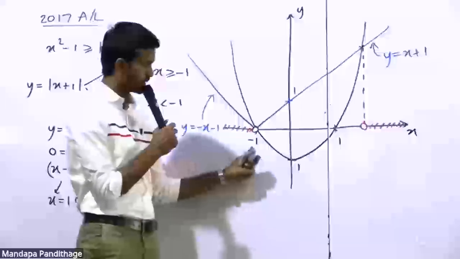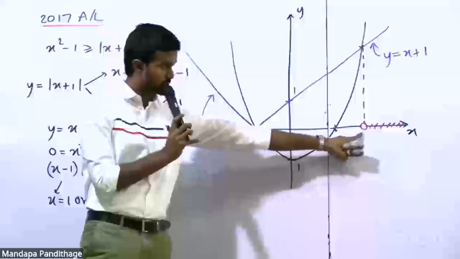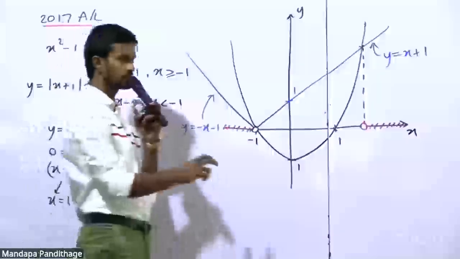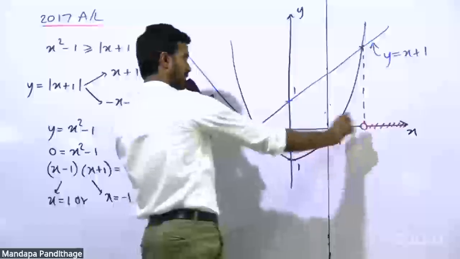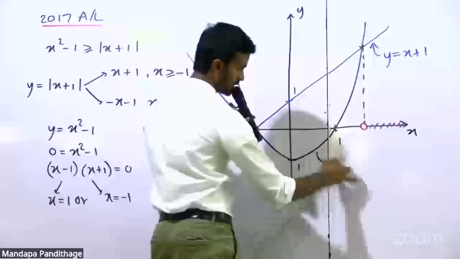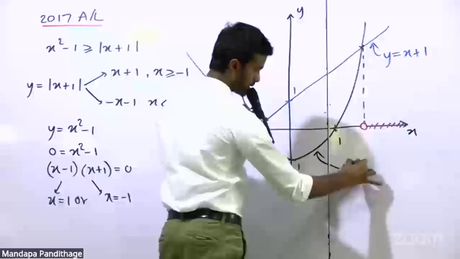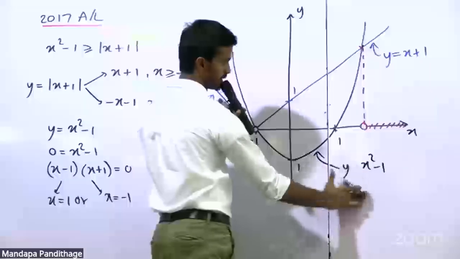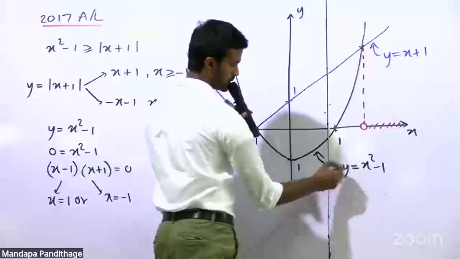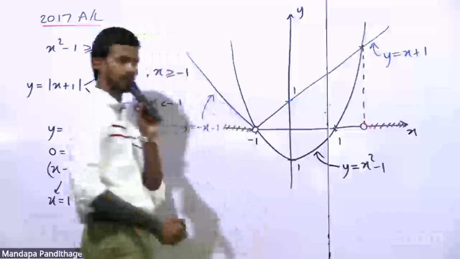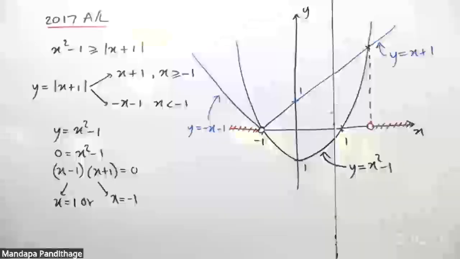So we need to find this one. It's clear this intersection point, we need to find this one. We can now find this intersection point. What is this intersection point? What has been intersected? Y equals x squared minus 1 and y equals x plus 1 has been intersected. Okay, find this point of intersection, then you can write the answer.